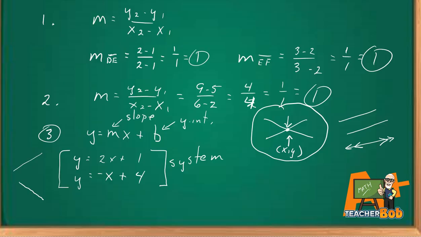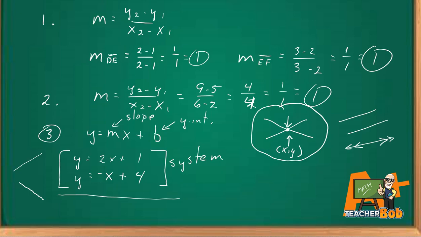Okay, so let's take a look at this. We're going to use what's called substitution. This is one of two methods of solving a system of linear equations. With substitution, we're going to find out what one variable is and then plug that variable back in and find out what the other is.